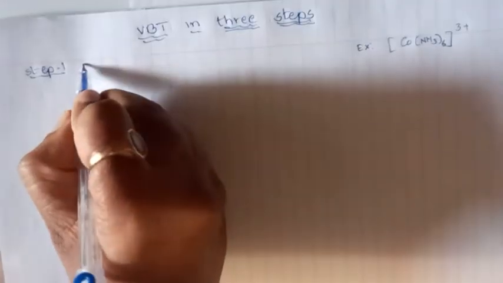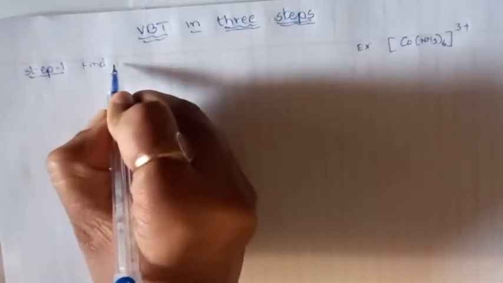First step. I will explain with one example: hexaamminecobalt(III). First thing, you find out the metal complex and notice what the central atom is. The central atom here is cobalt. Then what you have to do is find the oxidation number of the central atom.